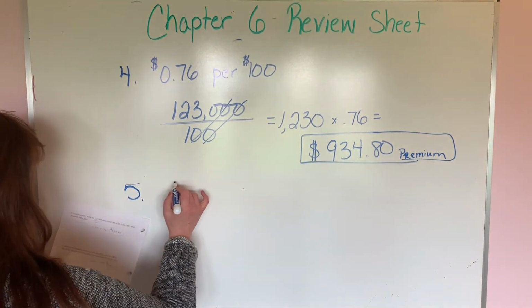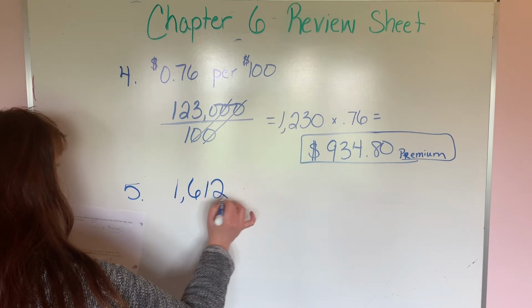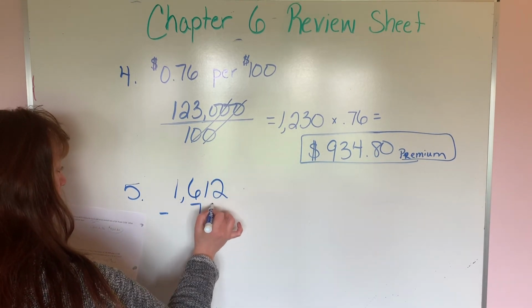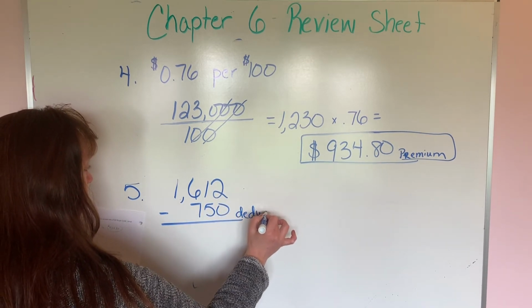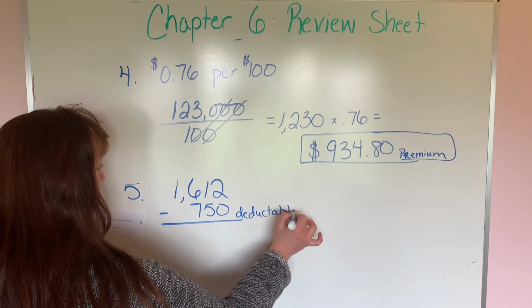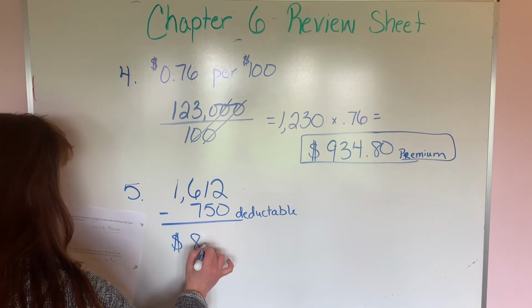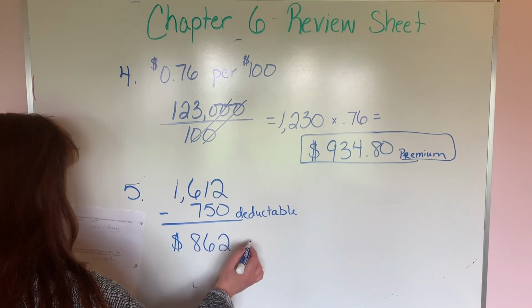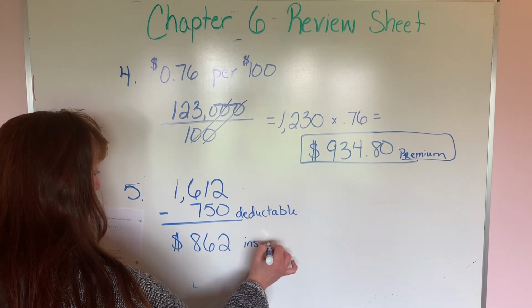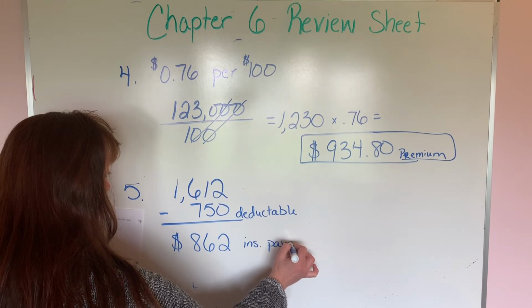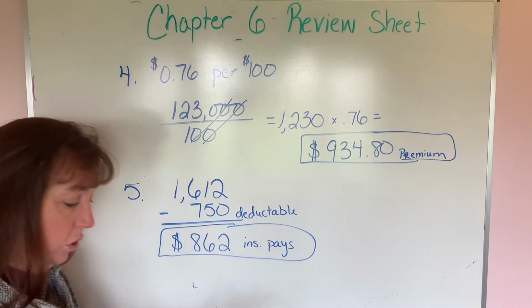So they had a loss of $1,612. We're going to subtract out the $750 deductible. And you will get paid by the insurance company $862. That's what the insurance is going to pay. You pay the $750, they pay $862.